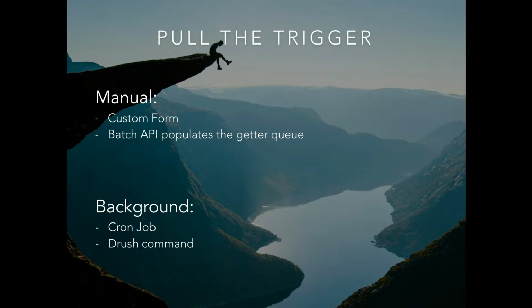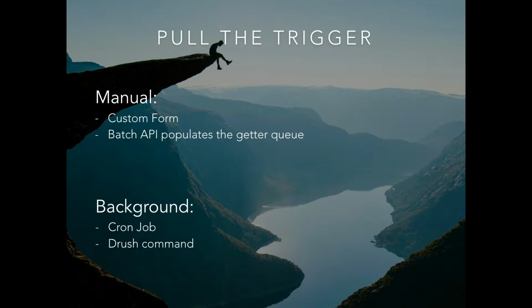Then the Batch API will feed the getter queue, and the getter queue populates the setter queue, and then the setter queue will save your record in return. So your batch process will only consist of 3 operations of just getting these 3 files, and that's it. So it will be very fast. Nobody will be sitting and waiting till it ends.